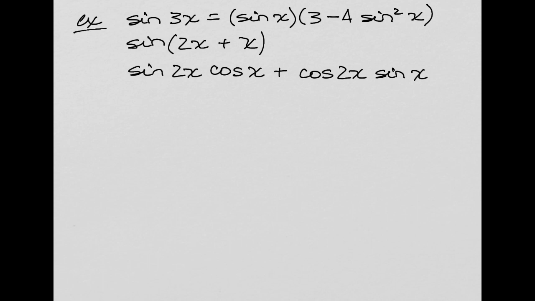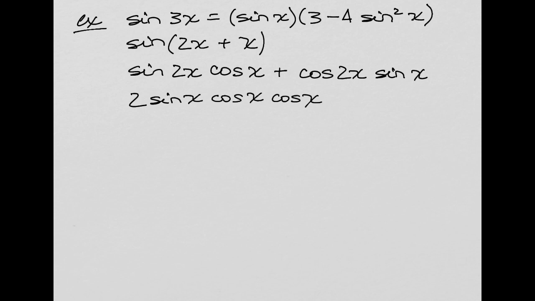because now I have some double angles. I have sine 2x, I have cosine 2x. We have identities for each of those. Sine of 2x is 2 times sine x times cosine x. And then I still have the cosine x that was there at the beginning.